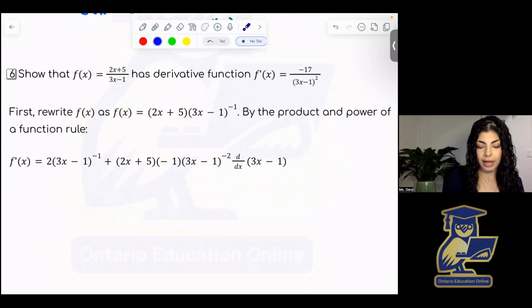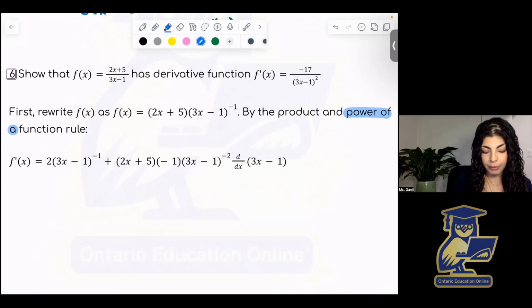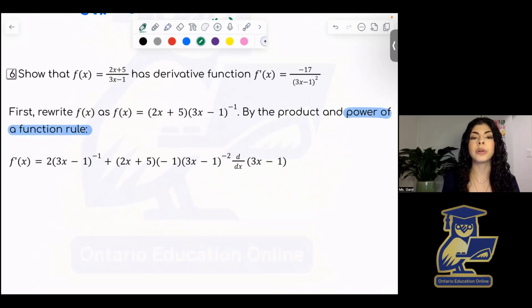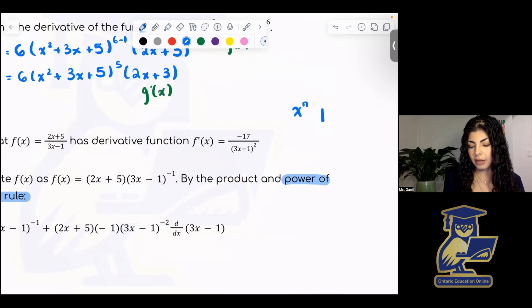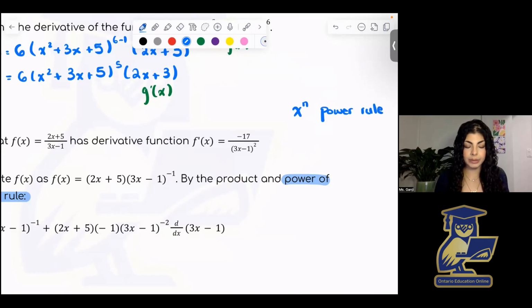And one thing I'll highlight here, power rule and power of a function rule are different. So please make sure when you're naming them, you correctly identify if it's a function raised to the power, it's power of function rule. But if you just have, for example, x to the power of n, this is power rule. Okay, so the base makes the difference.